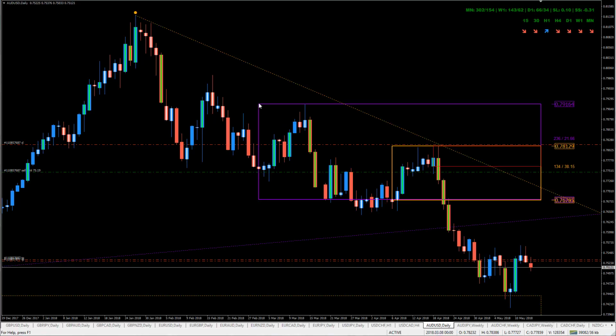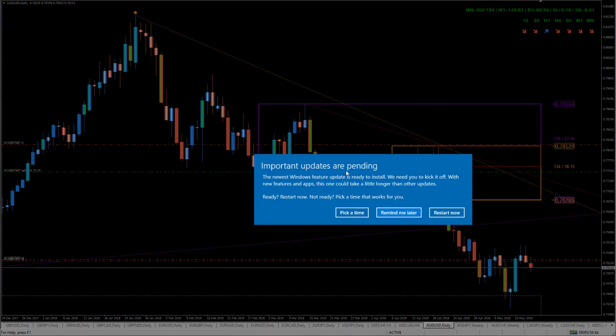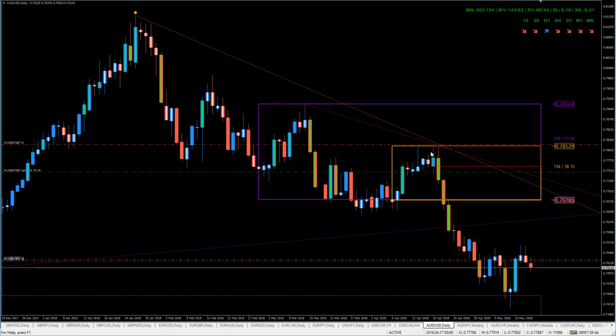And so currently, on this time frame, we connect this high to this high. And now we have a downward sloping trend line on this time frame here. Okay, so we have a weekly trend going down, we have a daily trend going down, and as you can see here, we have a bearish bias.